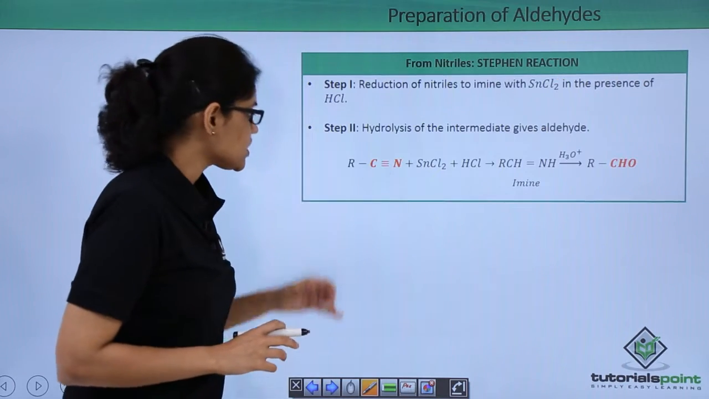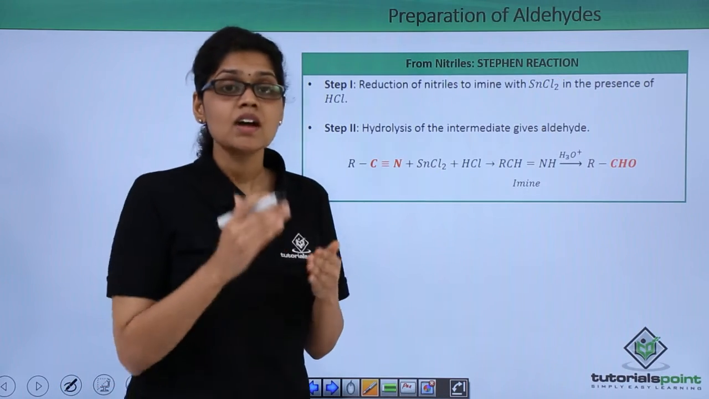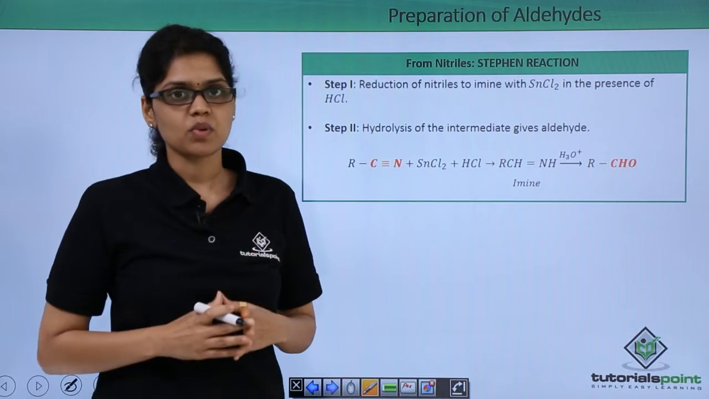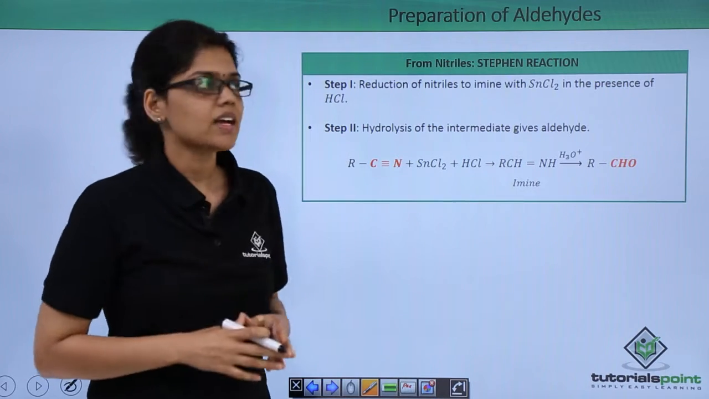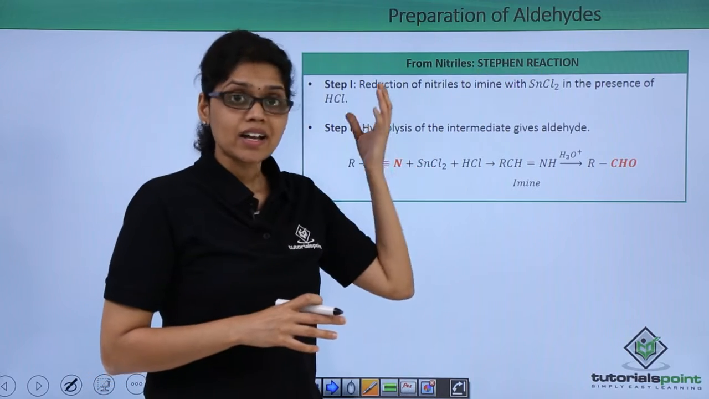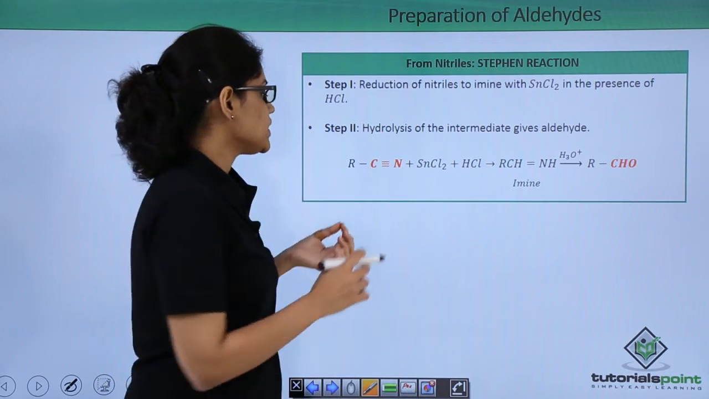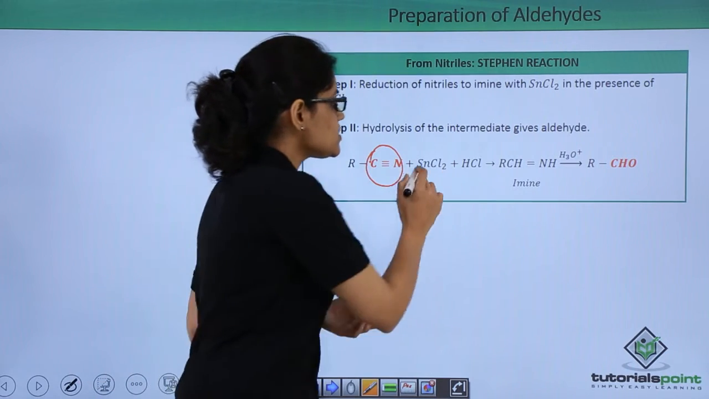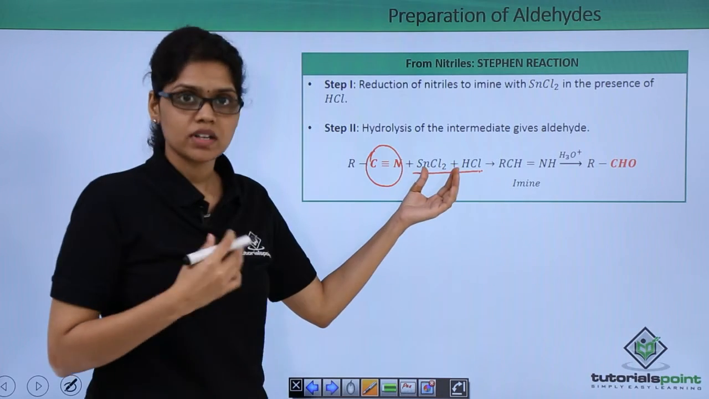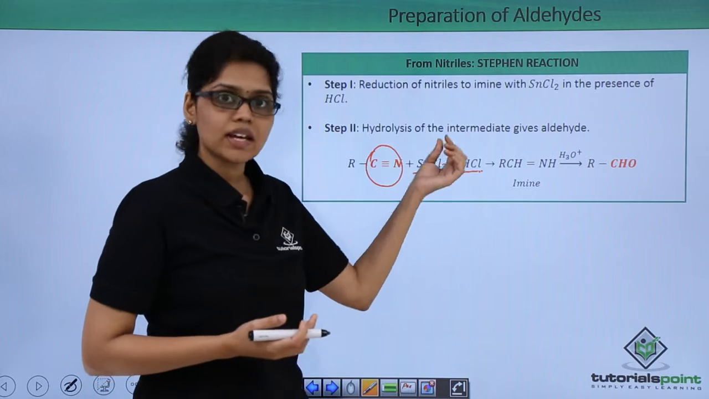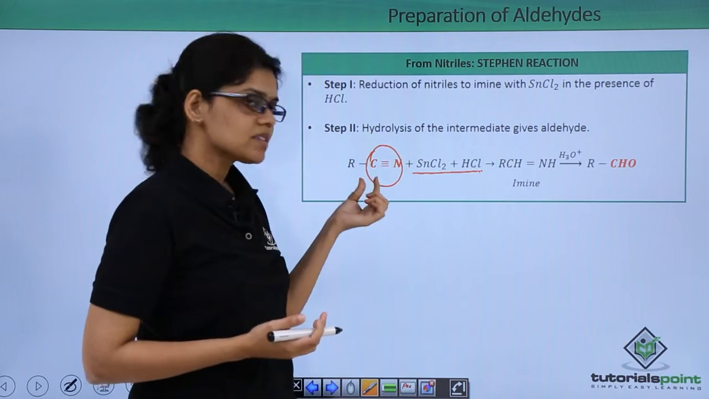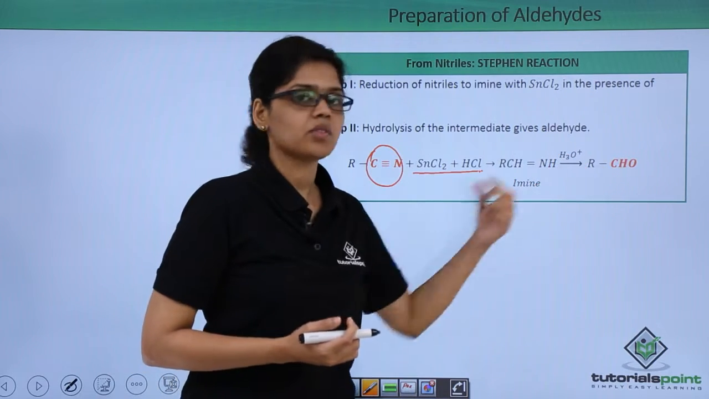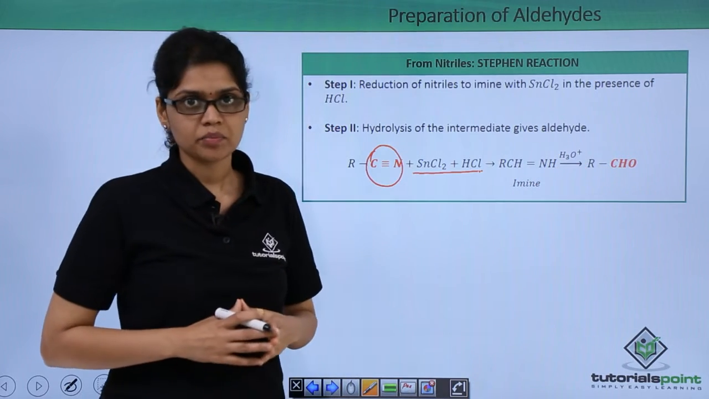In the second reaction that we are going to talk about, we are reducing nitriles to imines followed by hydrolysis to get the corresponding aldehyde. Now this reaction is called Stephen reaction, and in this reaction we are reducing the nitrile using SnCl2 and HCl. So this becomes your reducing agent, SnCl2 in acidic medium, and this reduces the nitrile to imine as you can see here, which on hydrolysis will give you the corresponding aldehyde.